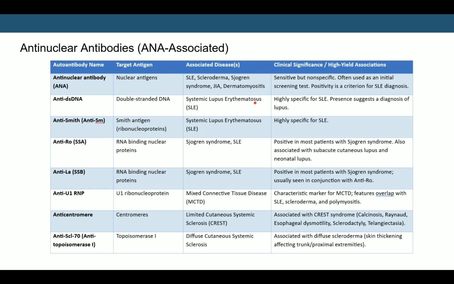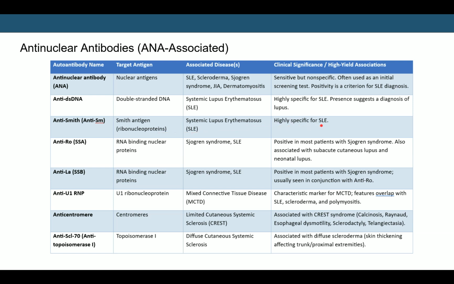So if you get a question that mentions that there is anti-nuclear antibody positive and anti-double-stranded DNA positive, then that means you most likely have SLE. We also have anti-Smith antibodies, which is the Smith antigen, which is ribonucleoprotein. This is also associated with SLE, and it's highly specific for SLE.